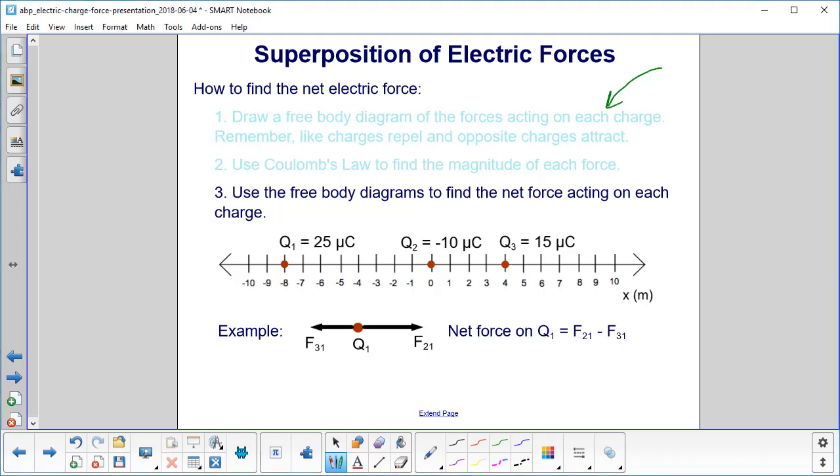Finally, use the free body diagrams that we did in step 1, which you can barely see over there, and you'll find the net force acting on each charge. And we'll consider a force acting to the right as positive. That's pretty standard for what we do. And force going to the left will be negative. So in this case, here's our free body diagram for charge 1. The force that 2 exerts on 1 will be positive. You can see it there. And since the force that 3 exerts on 1 is to the left, we give that a negative sign.